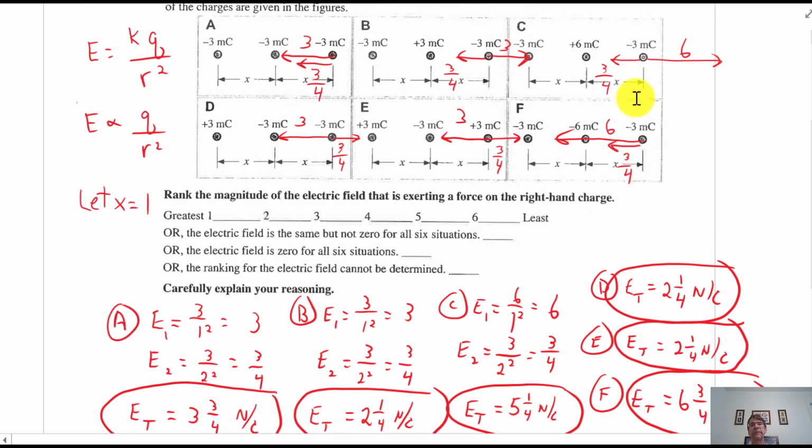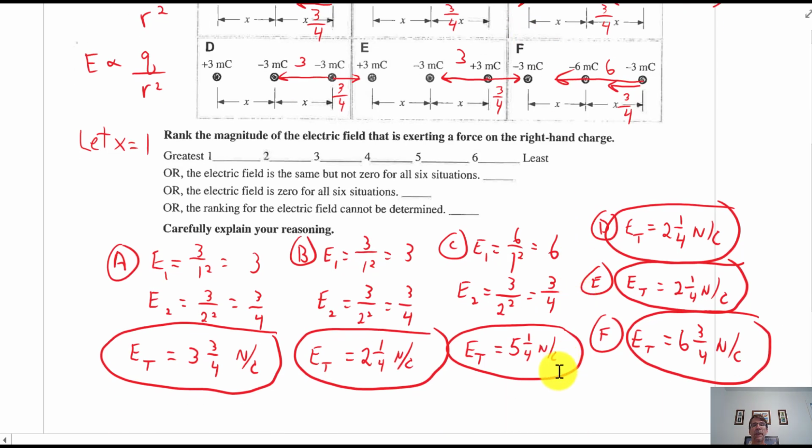So in C, now we have a 6 millicoulomb charge at a distance of x, which is 1 meter. So it's going to be 6 over 1 squared, so that's a 6. Because it's twice the charge, it'll have twice the field, and once again it's away from a plus charge. That's the definition: fields are always away from a positive and towards a negative. So the 3/4 is once again towards the left. It's the same as it was for A and B, a -3 millicoulomb charge. But what's the net field? 5 1/4.